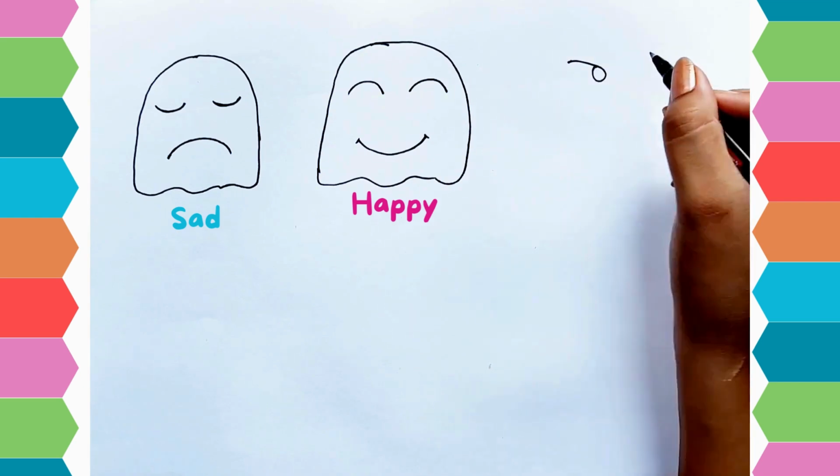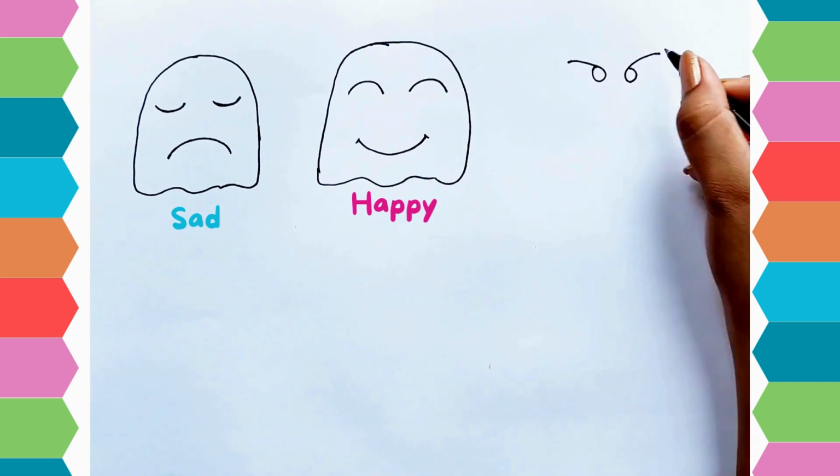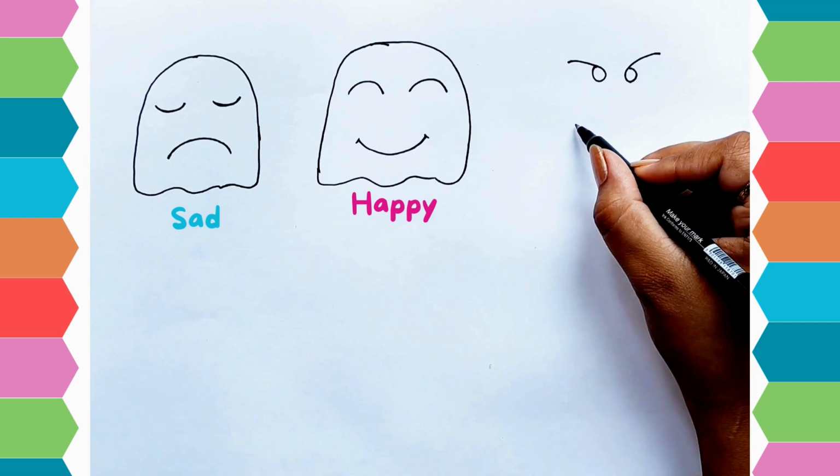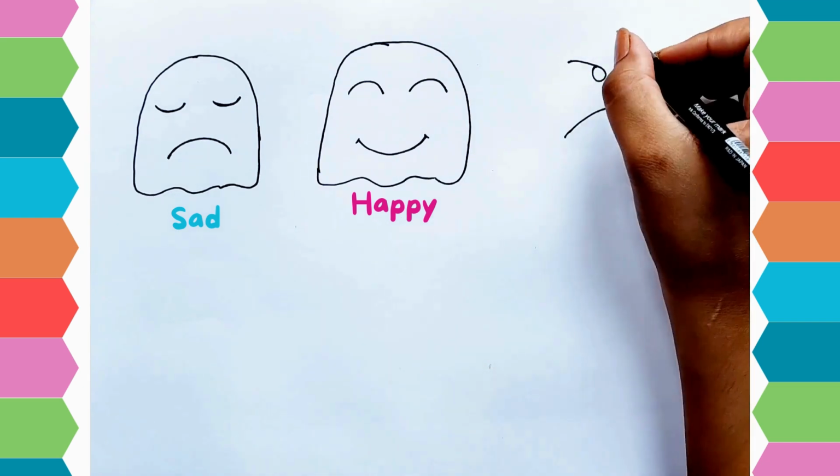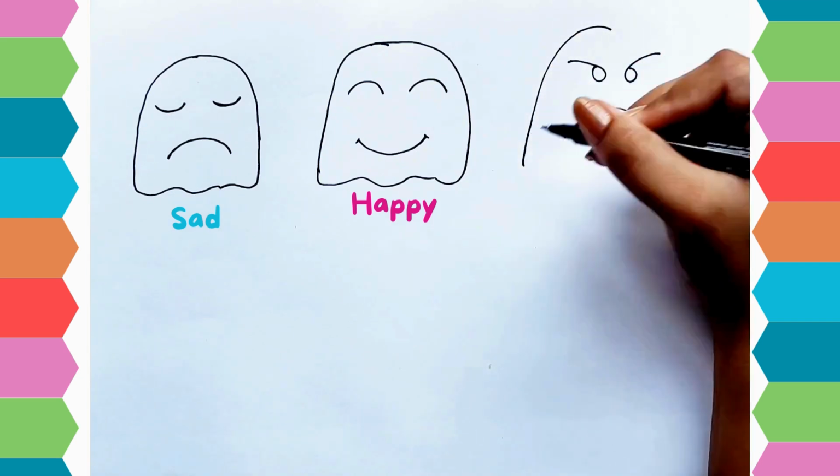Next, I will draw an angry expression. For an angry expression, I am drawing sharp slanted eyebrows pointing down and a frowning mouth. BooBoo is angry because his crayon broke.